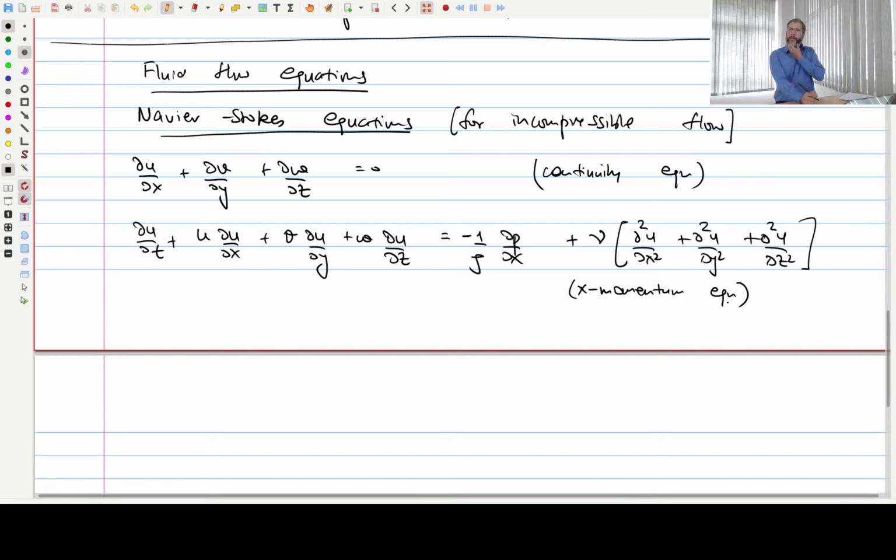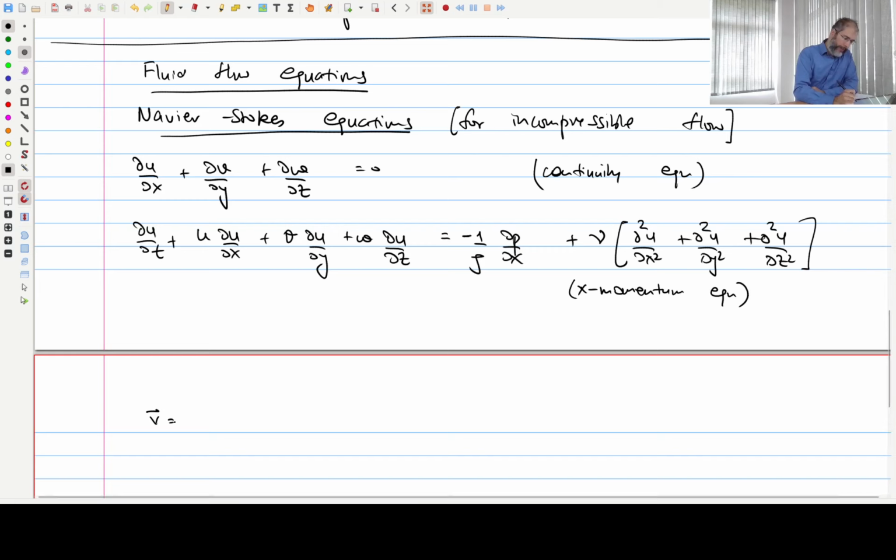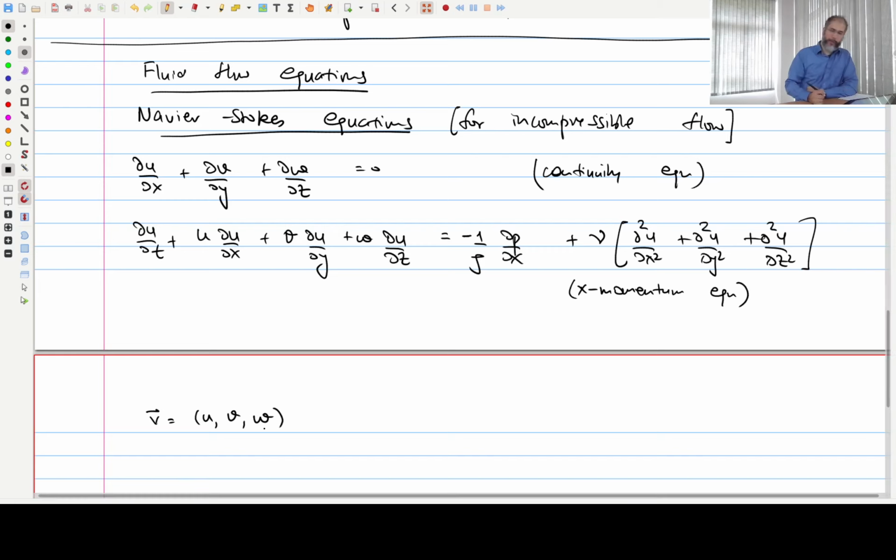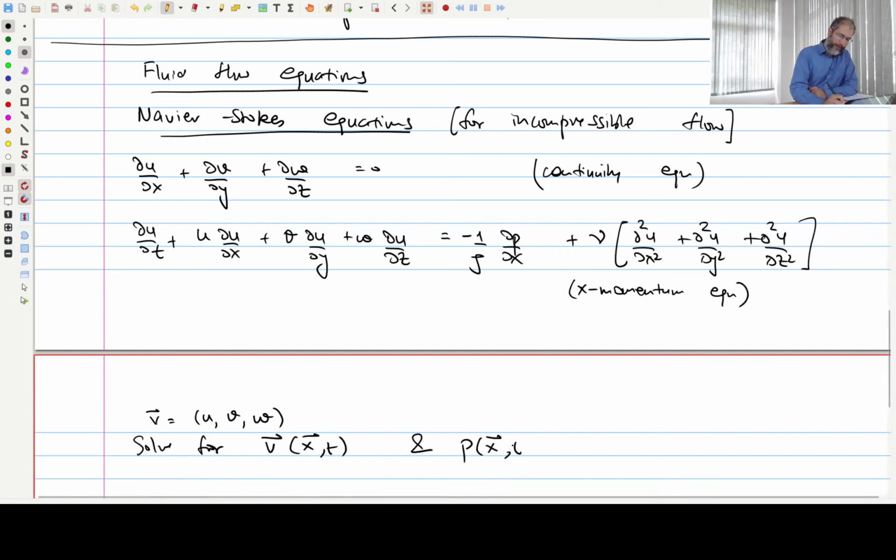So I've written the continuity equation and the x momentum equation. Here your velocity field V has components u, v, and w. That's the unknown. In fluid mechanics, we want to solve for the velocity field and the pressure field. So we want to solve for V as a function of x and t, and pressure as a function of x and t.